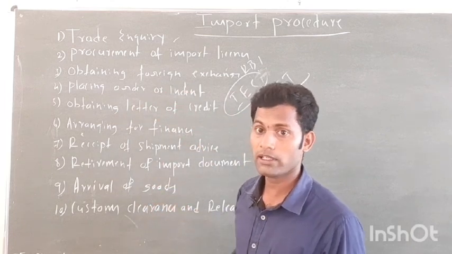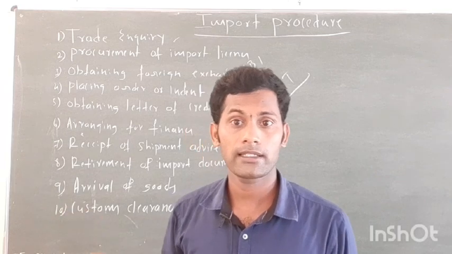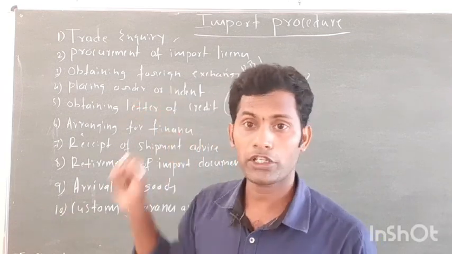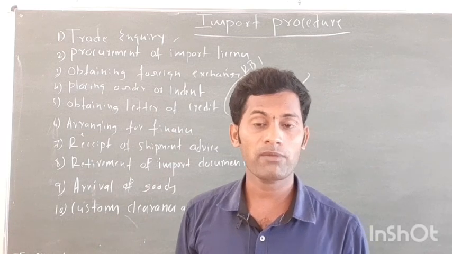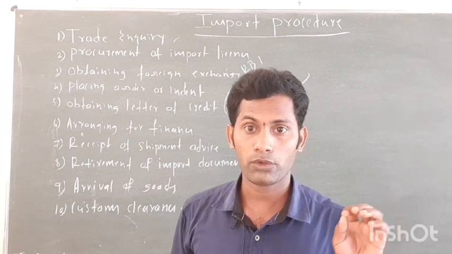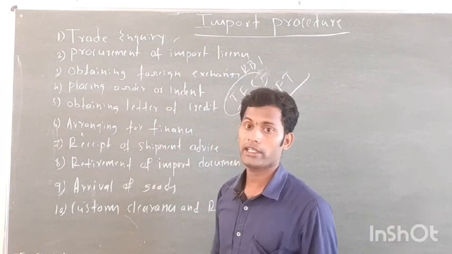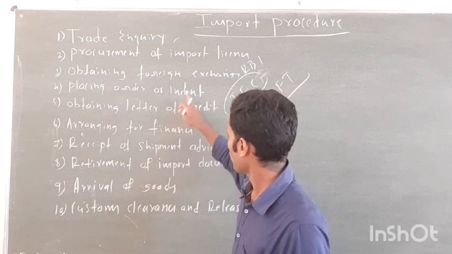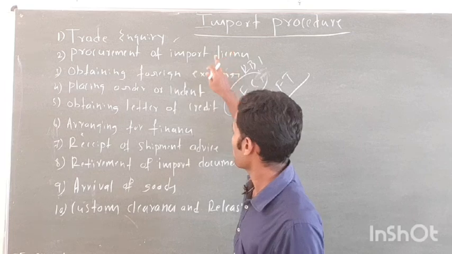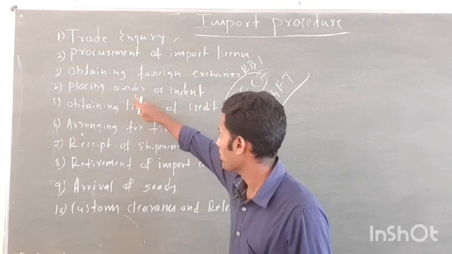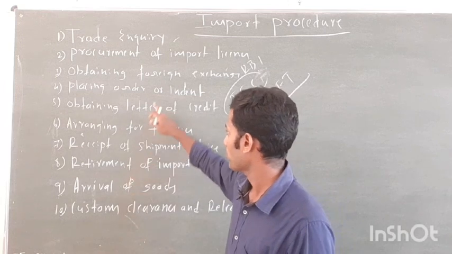Now, as I said, first one, trade enquiry. On the other hand, the exporter sends a quotation or pro forma invoice. If the importer is happy with the pro forma invoice or quotation, then the importer can place the order, he can give order or indent. That is the fourth one. Import procedures, the fourth one, placing order or indent, giving order.